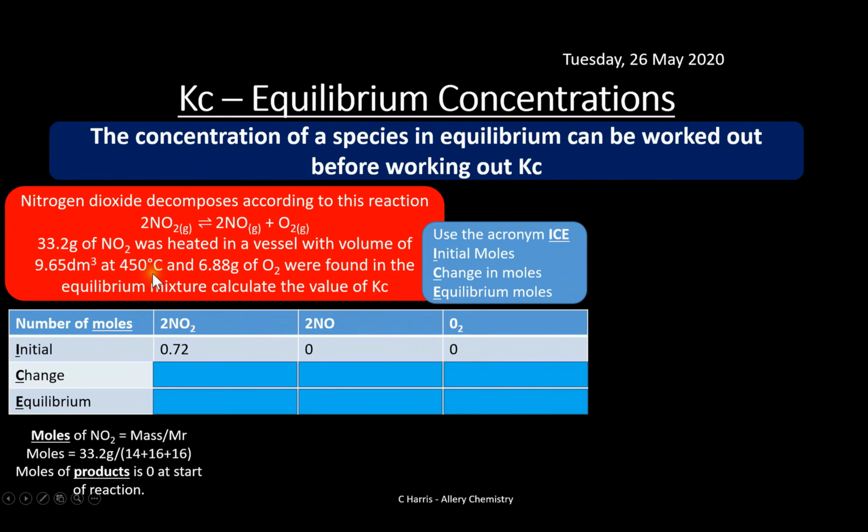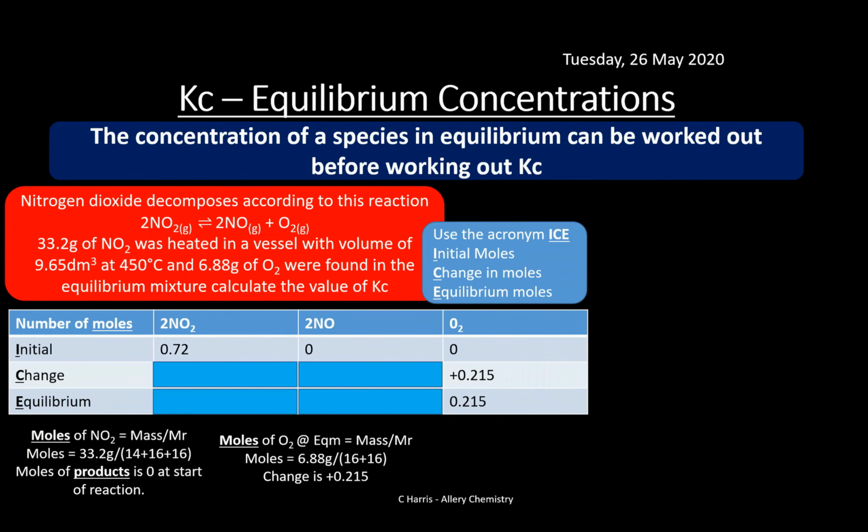But it says here that 6.88 grams of oxygen were found in the equilibrium mixture. So at equilibrium, we had 6.88 grams. Now, what we can do is work out the number of moles from that, because we've got the mass and we know the atomic mass of oxygen. So that's what we're going to do. So the number of moles in this case is going to be 0.215.